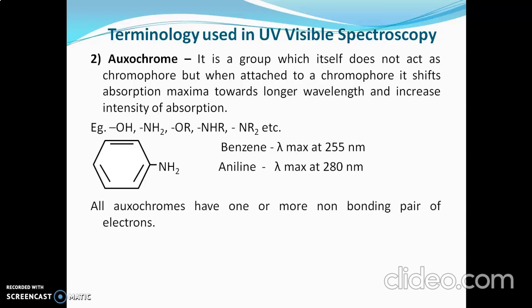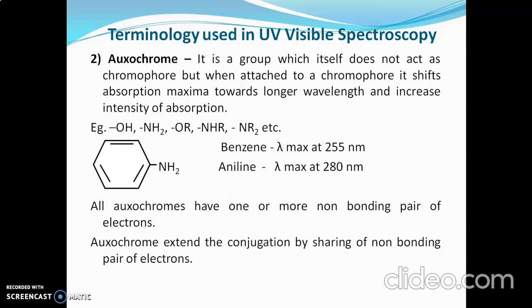Now, why does auxochrome increase lambda max? Why does auxochrome shift the lambda max towards higher wavelength? Because all auxochromes have one or more non-bonding pairs of electrons. That means lone pair of electrons, because each auxochrome has one heteroatom and each heteroatom has one or more lone pairs of electrons. Now this lone pair of electrons extends conjugation. How does this lone pair of electrons extend conjugation?